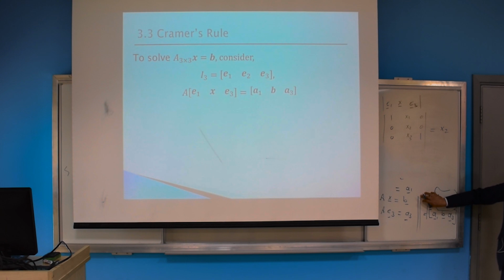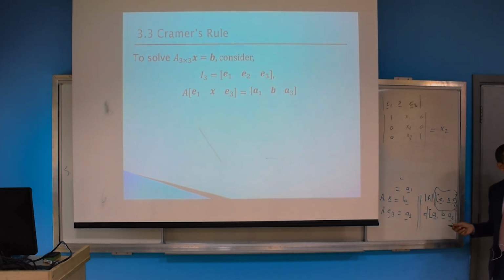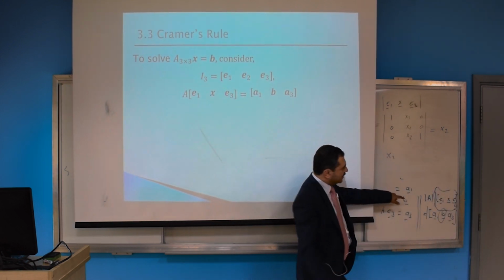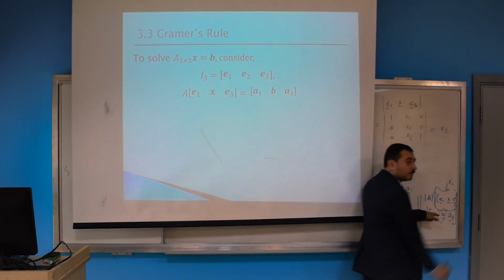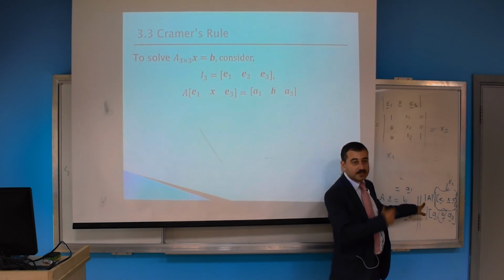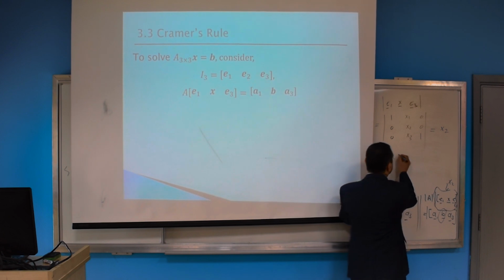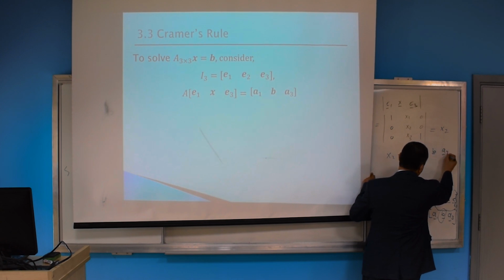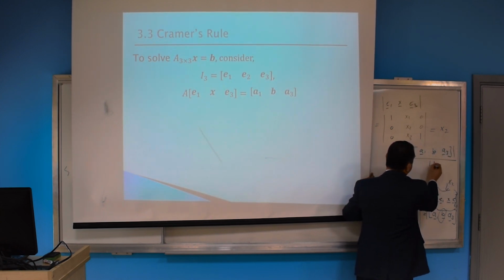And this factor is the determinant of A, the coefficient matrix. And this one is the determinant of A, but with the second column of A replaced with the right hand side of the equation, which is B. So we can conclude that X2 equals this number over this number. These are scalars, right? So X2 equals the determinant of A1, B, A3 over the determinant of A.